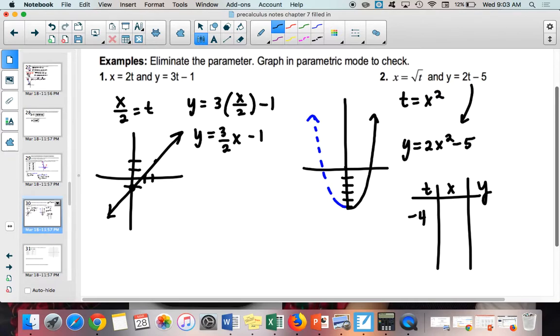x is equal to the square root of t, right? So if I plug in -4, I'm going to have the square root of -4, and we can't do that. We don't have imaginary numbers on this graph, right? So it's not going to work. So all of those negatives won't work.